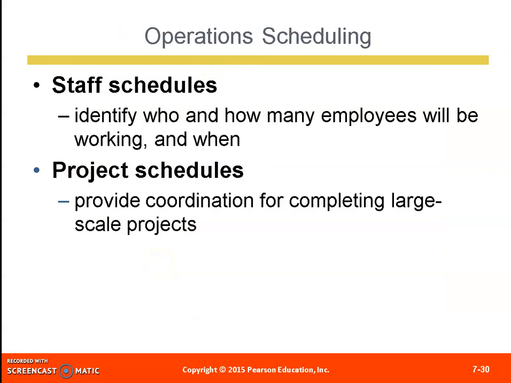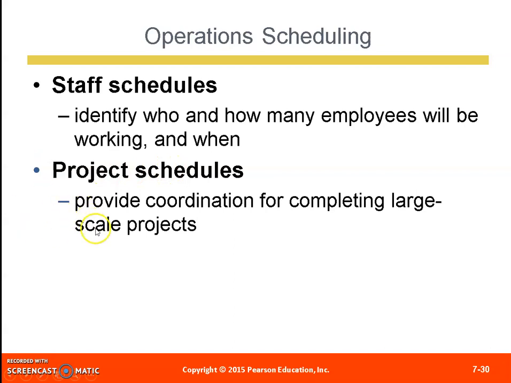The third one is the staff schedule, whereby you identify who and how many employees will be working and when. You schedule all the staff. Let's say you have 100 staff. Do you need 100 staff daily, or do you need to put it into half shifts? For example, the first shift will be 50 people, and the second shift another 50.